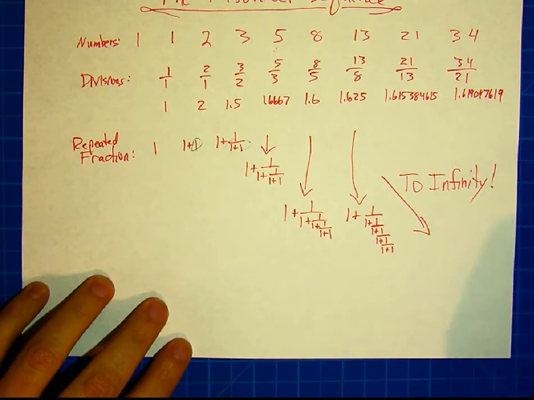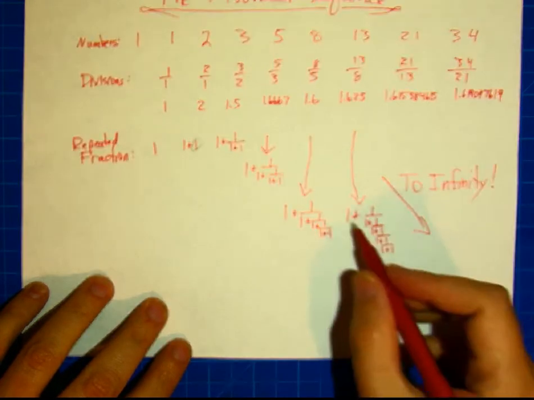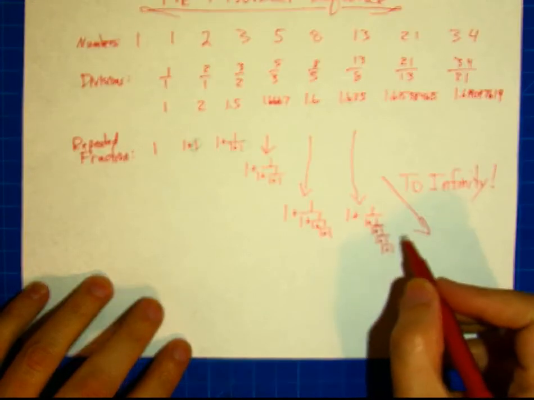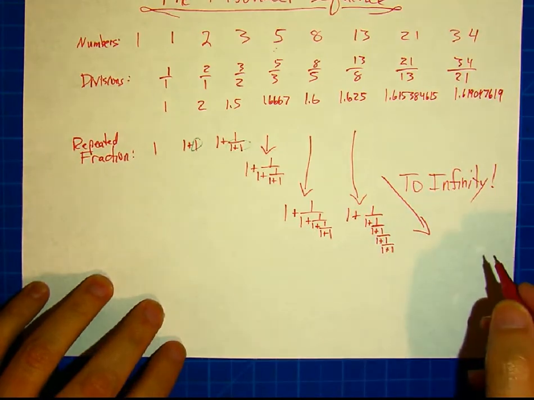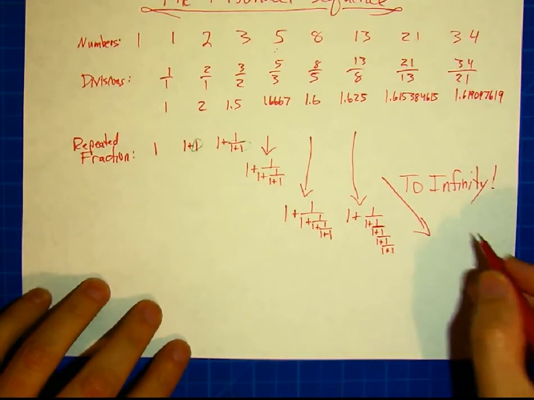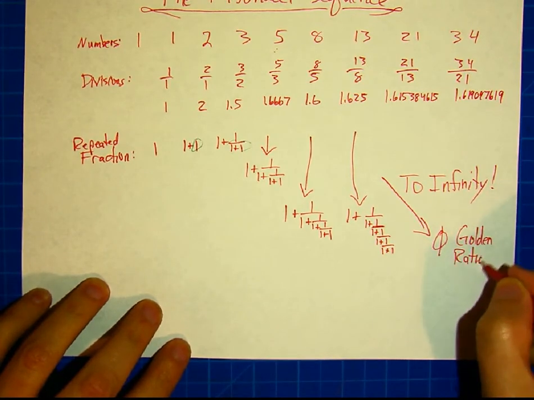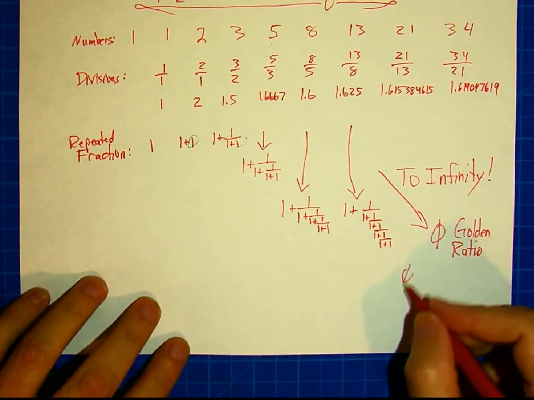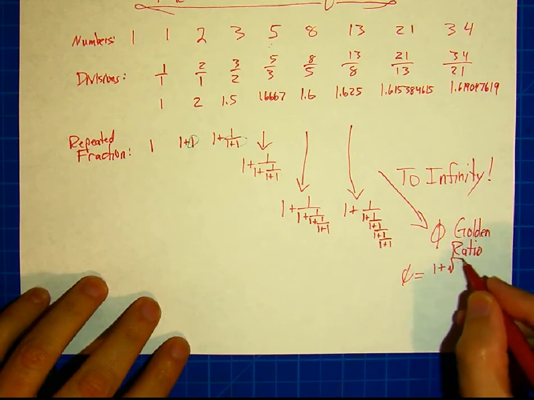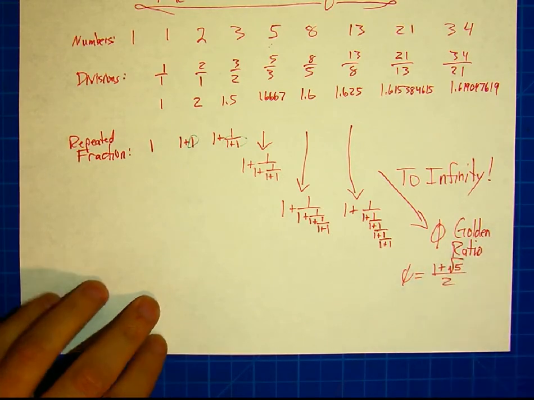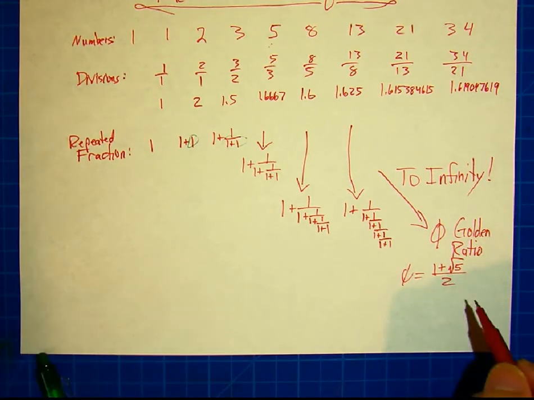infinitely many times, and if you do that infinitely many times, 1 plus 1 over 1 plus 1 over 1 plus 1 over 1 plus 1 over 1 plus 1 over 1, infinitely many times, what you get is a number called phi, the golden ratio. And the golden ratio, as it turns out, is just equal to 1 plus the square root of 5 over 2. And this is known as the most irrational number for reasons that are kind of complicated and I'm not sure I fully understand.